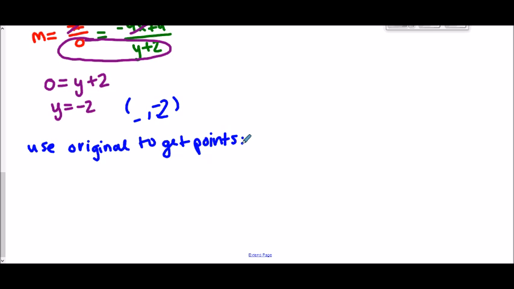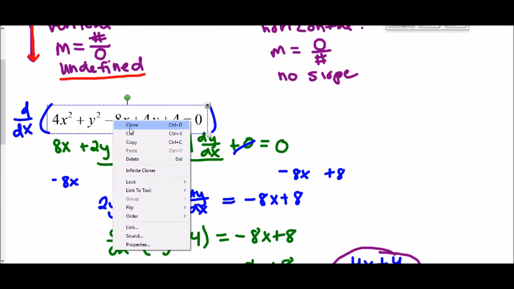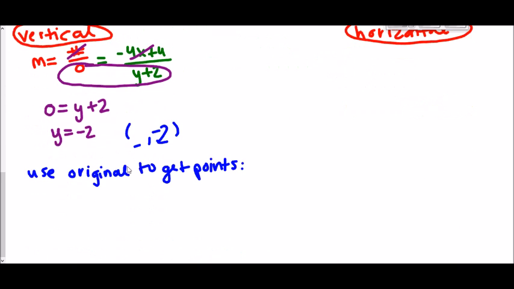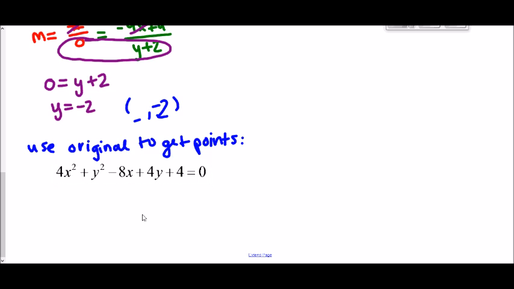Okay, so our original equation, I'm just going to copy it down here because I'm on a computer. So we can bring that down. Our original equation is 4x squared plus y squared minus 8x plus 4y plus 4 equals 0. Okay, so what we did is we have y equals negative 2. So where y is, we're going to plug in a negative 2. And we're going to get an x value or multiple x values. So we still have 4x squared plus, we plug in negative 2 for y because this is a y value.